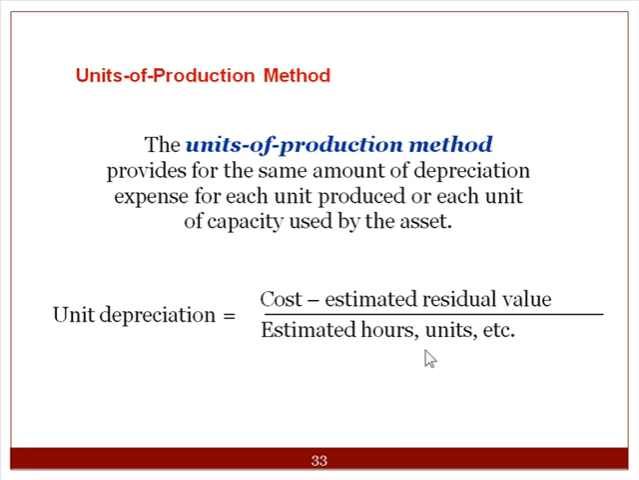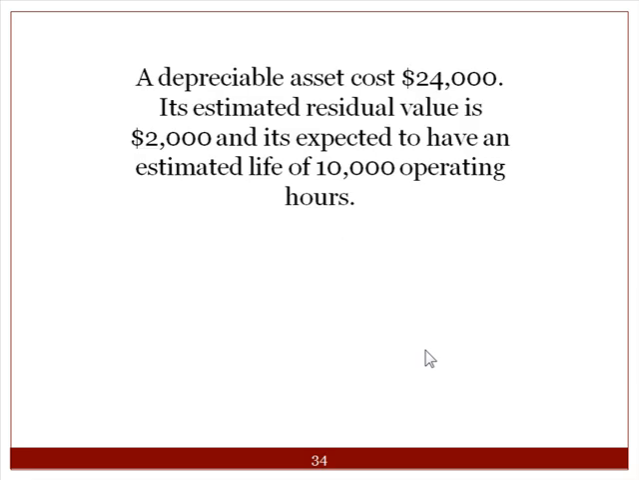The unit of production method is used in areas where equipment is producing something, so it provides the same amount of depreciation expense for each unit, but it varies on the number of units. So you take the cost less the residual value divided by the estimated hours or units. Let's say you have an asset that costs $24,000. It has an estimated residual value of $2,000, and it's expected to have an estimated life of 10,000 hours.